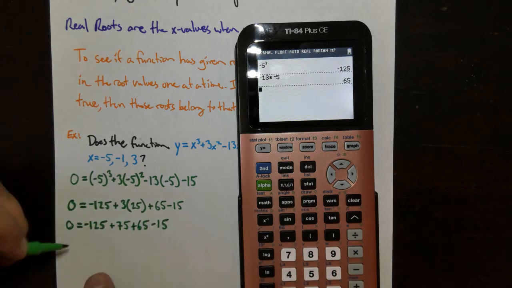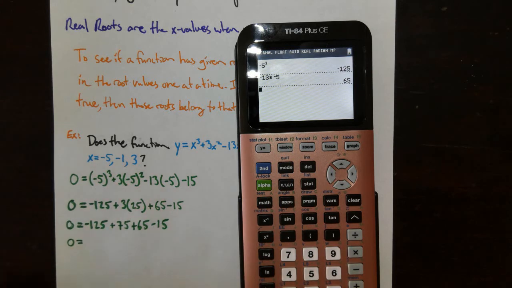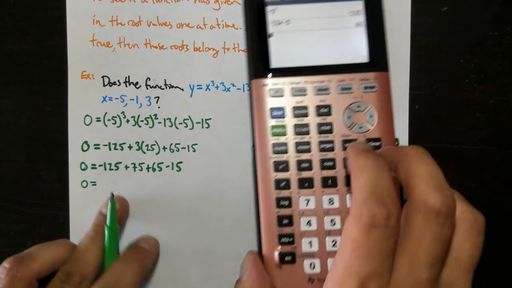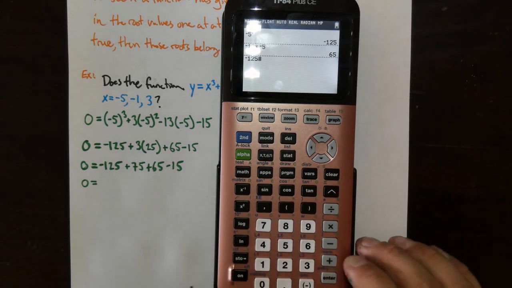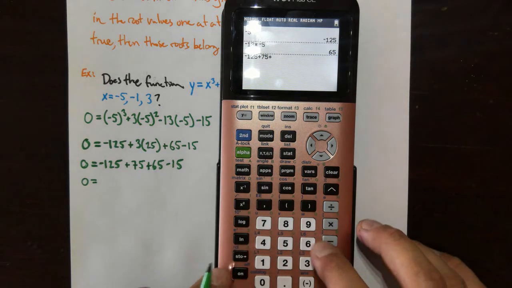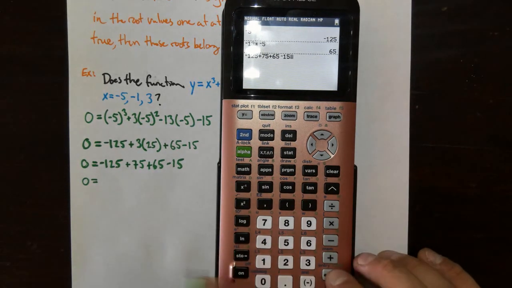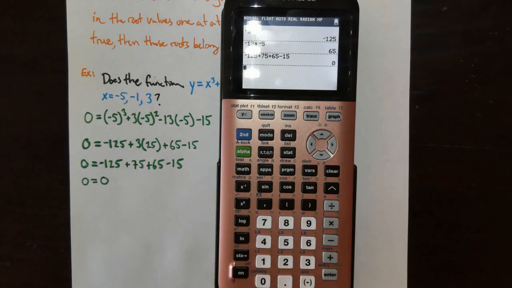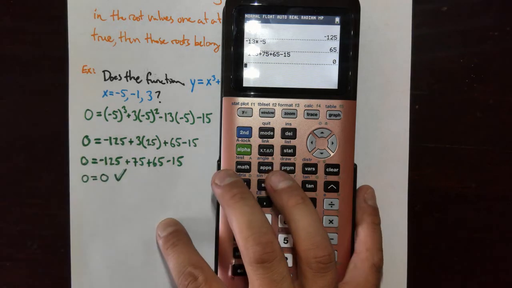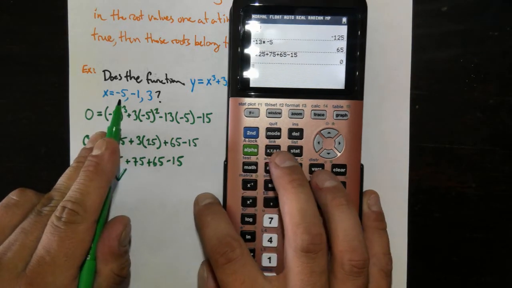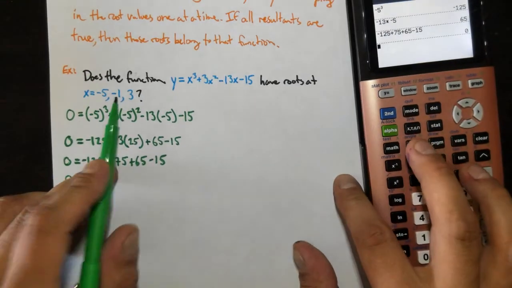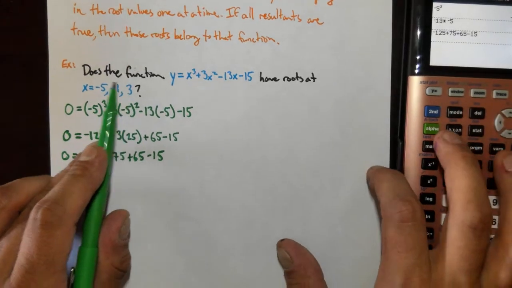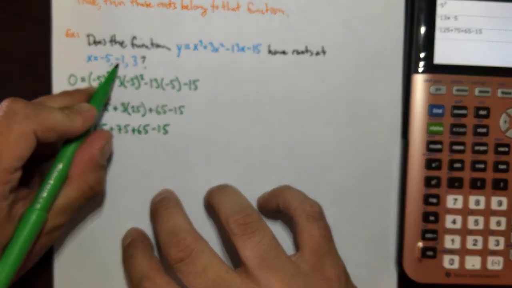This is a bit of work, isn't it? But all we're doing is plugging it in and simplifying. So now we can say negative 125 plus 75 plus 65 minus 15, oh, wrong minus, equals 0. So perfect, 0 equals 0. Negative 5 is a root. So now we need to do that with the other two. We know that negative 5 is a root, but is negative 1 a root? Is 3 a root?